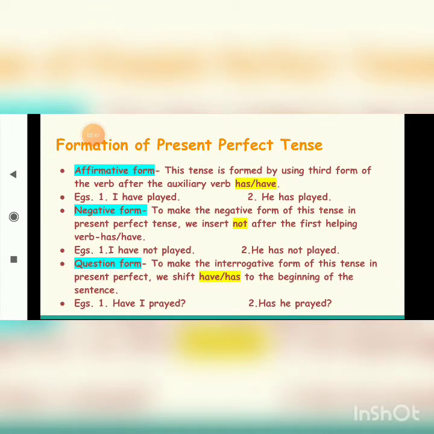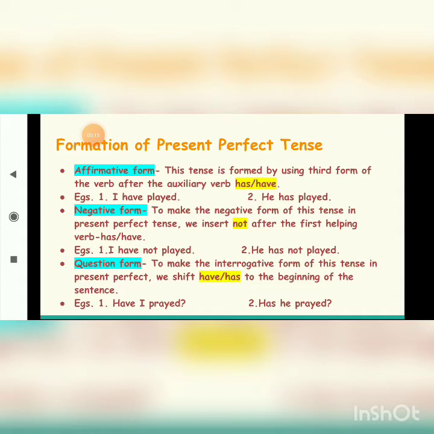Formation of present perfect tense. Now we will see, students, how to make affirmative, negative and interrogative sentences for present perfect tense. First one, affirmative form. This tense is formed by using the third form of the verb after the auxiliary verb has or have. Okay students, so what does it mean? We use either has or have.